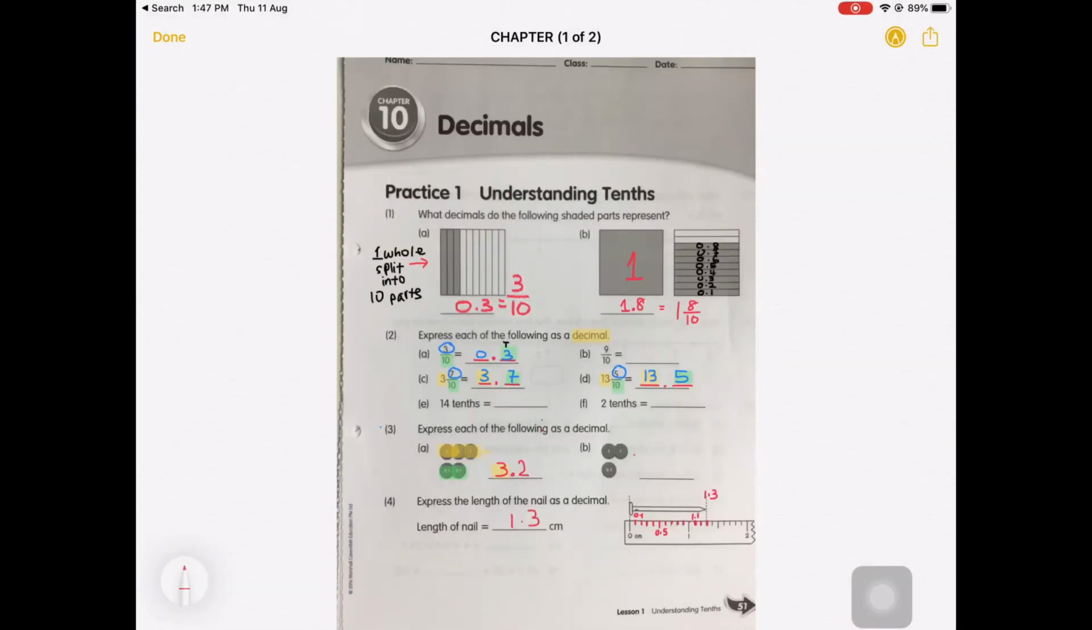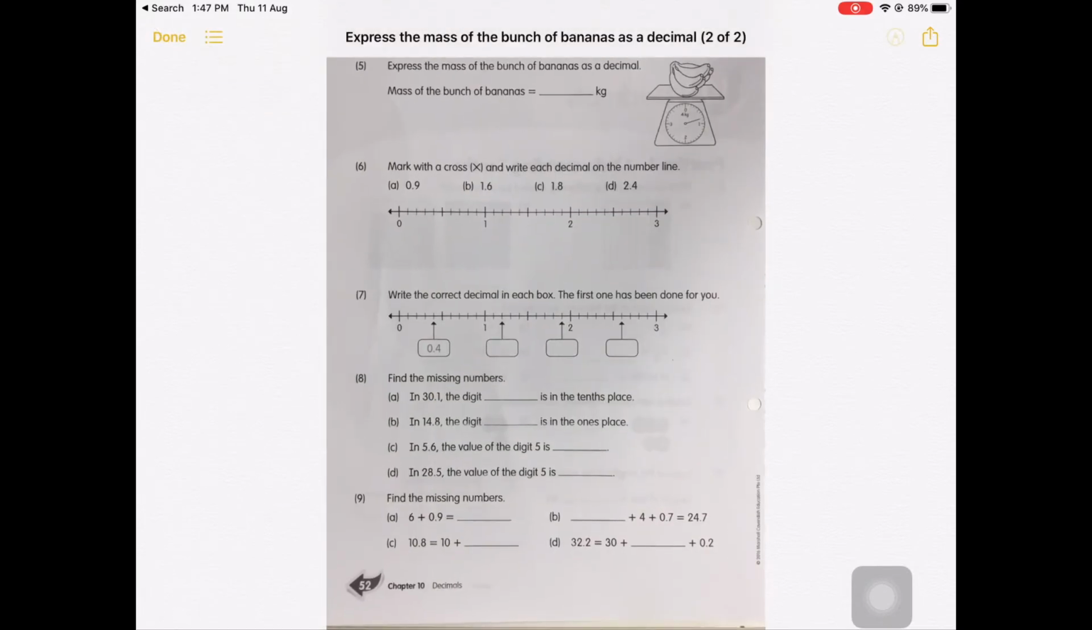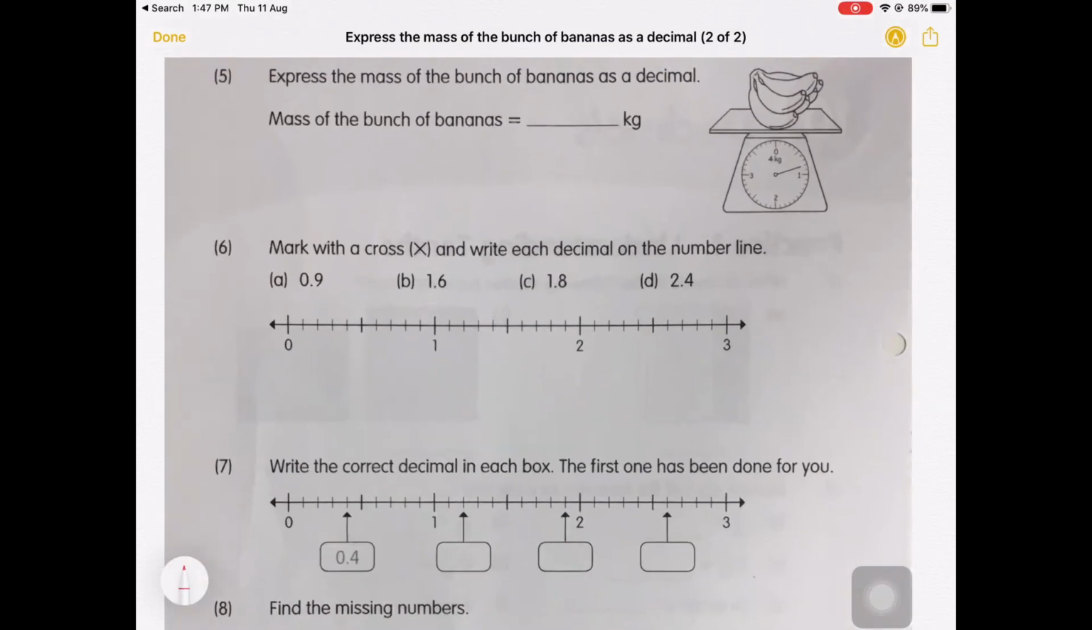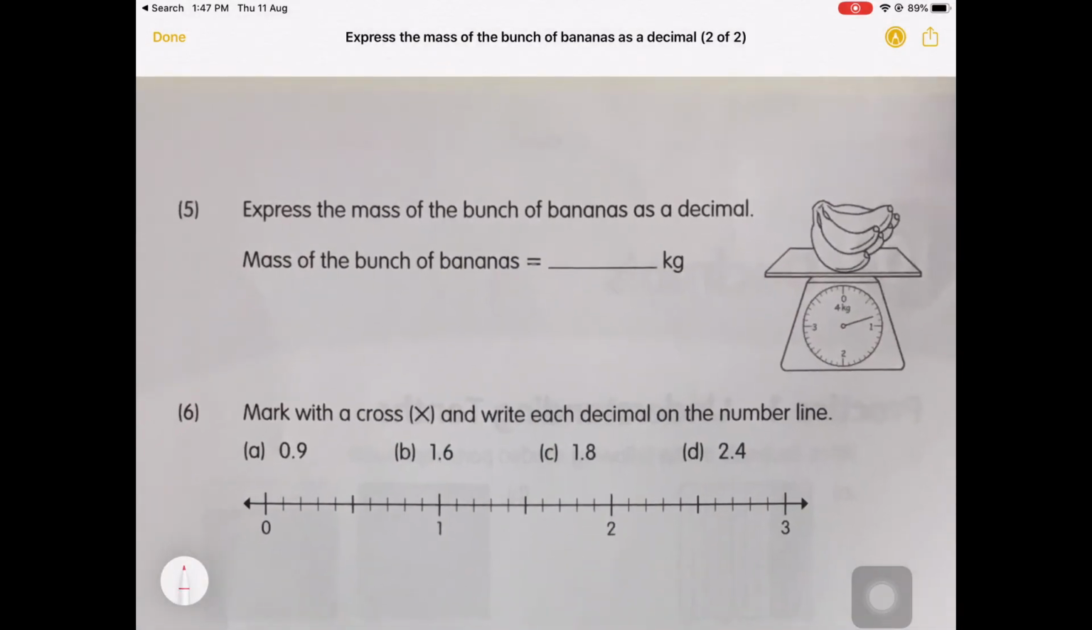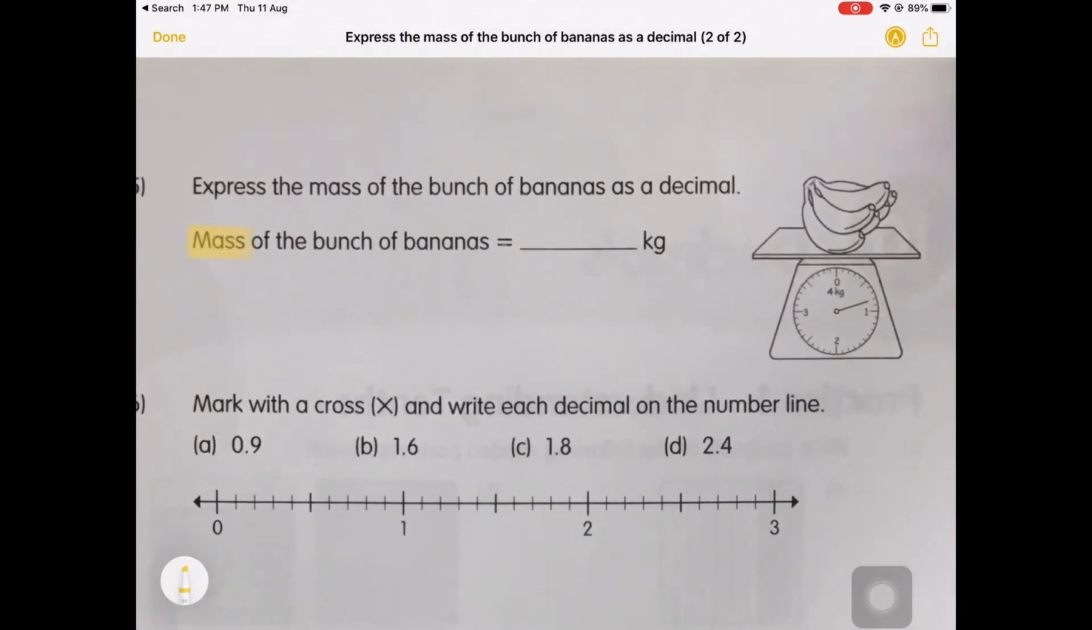Make sure that you have shown neat handwriting for page 51's Work with Teacher. Now let's turn to page 52. Let's read question 5. Express the mass of the bunch of bananas as a decimal. The mass is shown on the weighing scale.